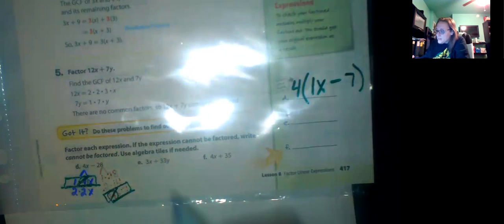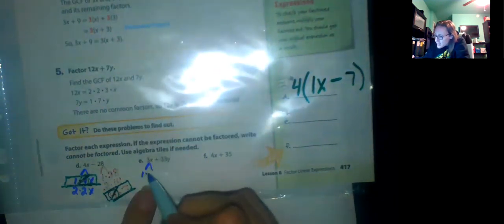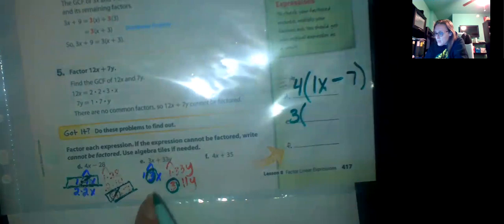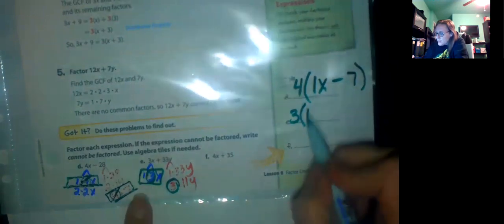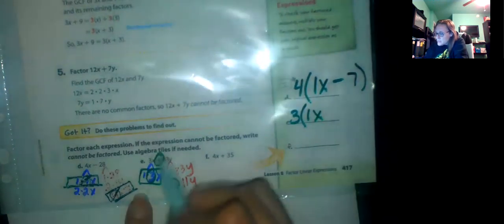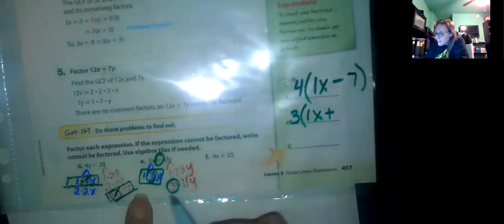Okay, let's look here. 1 times 3x, 1 times 33y, or 3 times 11y. Okay, so look what they have in common. They have a 3. So the 3 goes on the outside, and then what's left? The 1x, there's a plus sign, and then what's left here? The 11y.